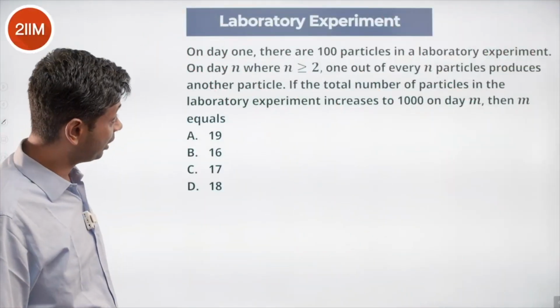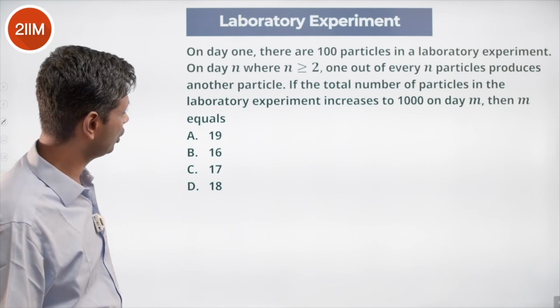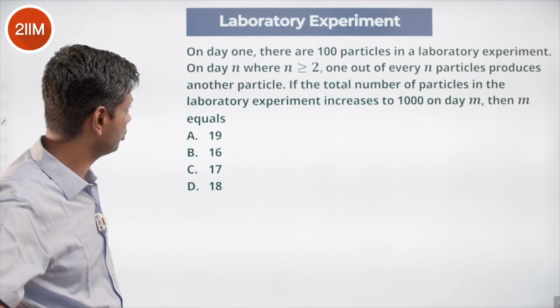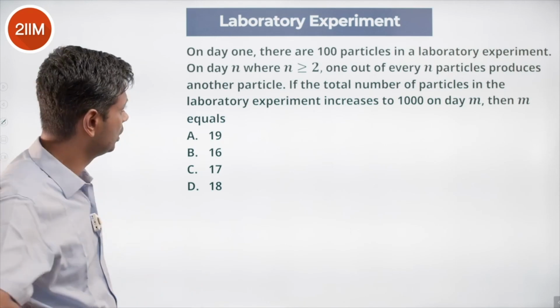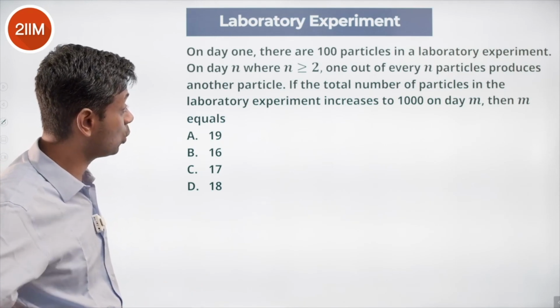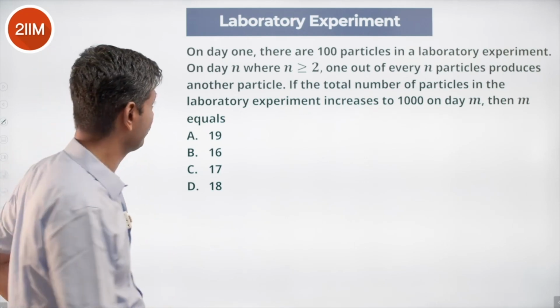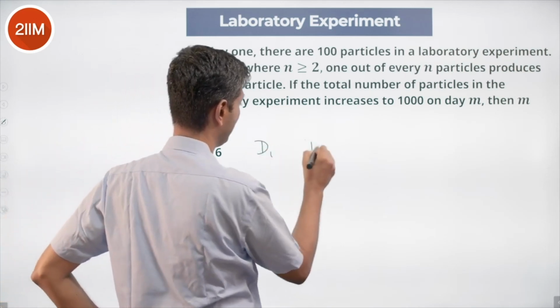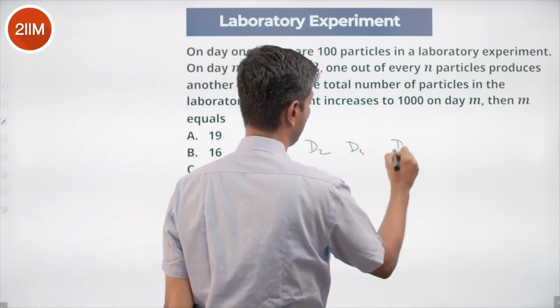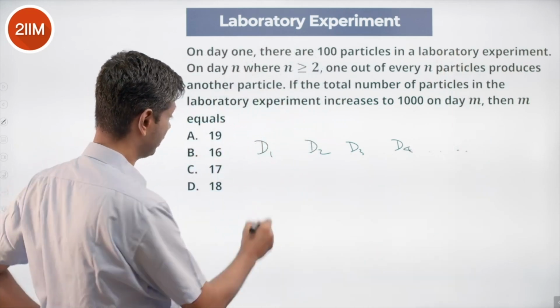On day 1, there are 100 particles in a laboratory experiment. On day n, where n is greater than or equal to 2, 1 out of every n particles produces another particle. The total number of particles in the lab experiment increases to 1000 on day m, then m equals? Nice. This day 1, day 2, day 3, day 4, day m. And day 1, there are 100.